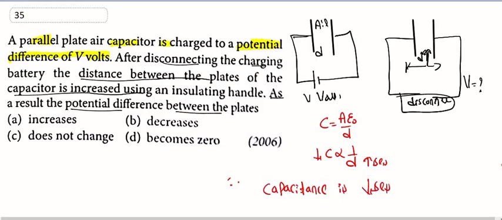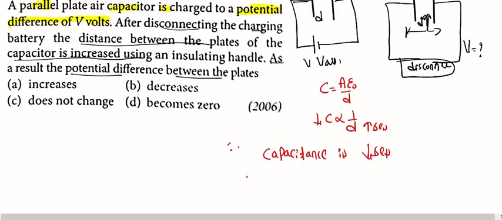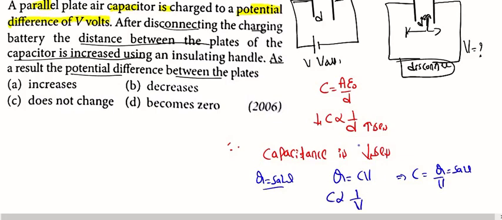Next, we have disconnected the battery. Disconnected means the charge remains the same. If the charge is the same, Q is equal to C into V, then C is equal to Q by V. So C is proportional to 1 by V. C decreases, so V increases. Then the potential difference increases. Option A is the right answer for this question.